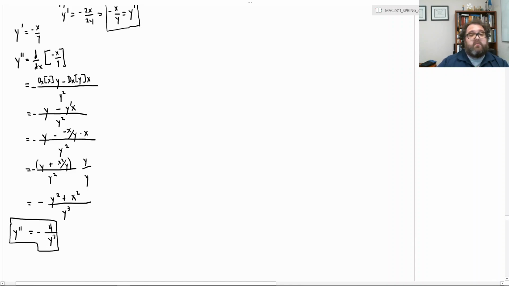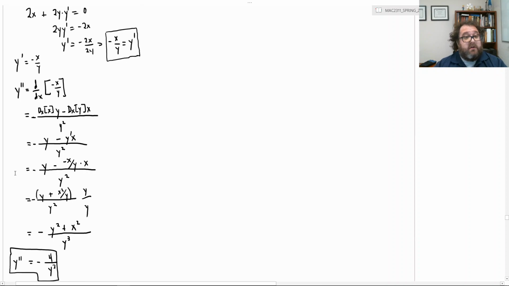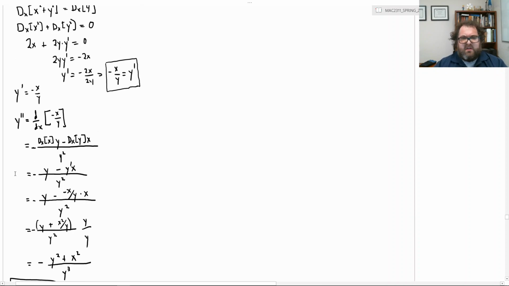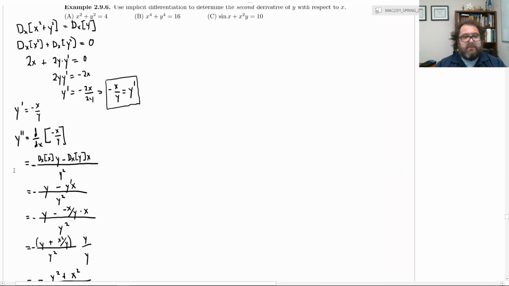Again, all we did was repeated differentiation. But it took several steps there because we had a quotient rule. We had to simplify a compound fraction. So there is a little bit of work there, but it's not terribly difficult, just a little tedious. Okay? So that's the second implicit derivative.